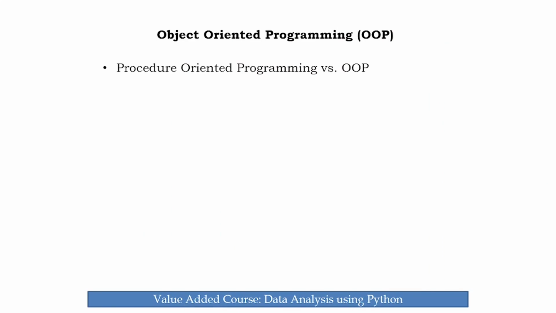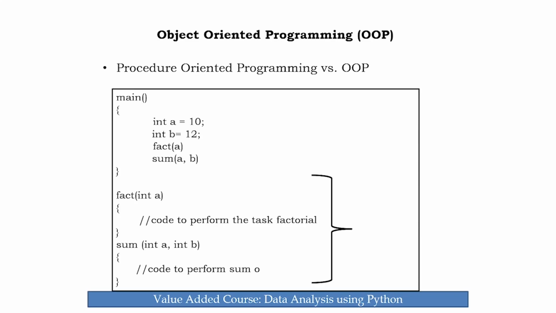As I said in my introduction part, we first discuss what is procedure oriented programming. In procedure oriented programming, normally a program consists of many functions. Here you can see I have taken a C program. In this C program, there is a main function. The main function calls two other functions, fact and sum. Like this, in procedure oriented programming, there will be many functions, and the main function will try to call the other functions.